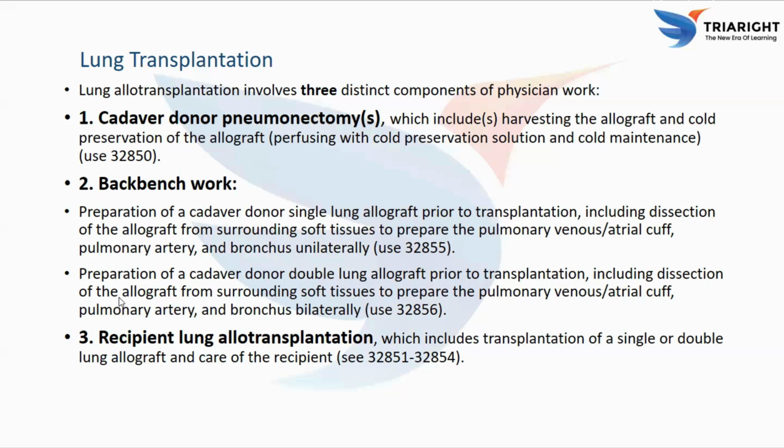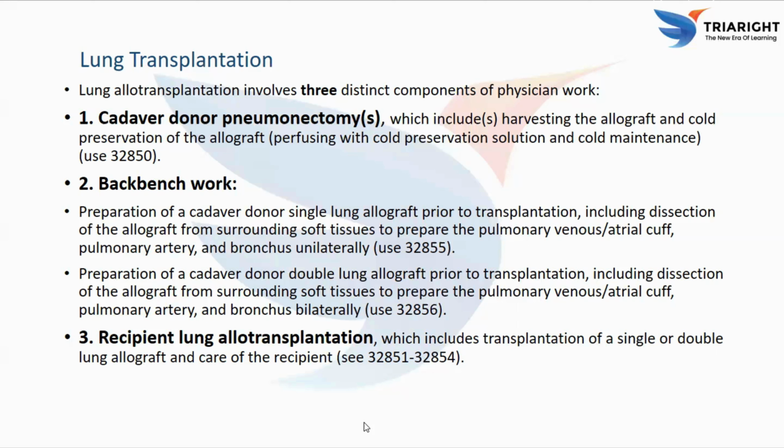So backbench work is separate from transplant surgery because it requires additional surgical skill and time. It is billed by the surgeon who prepares the organ but not automatically included in the transplant code. And the third component is recipient lung allotransplantation. So the CPT code ranges are from 32851 to 32854. So this is the actual transplant surgery in the patient receiving the lung.